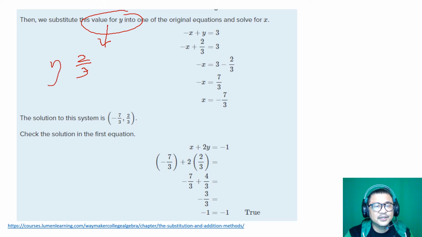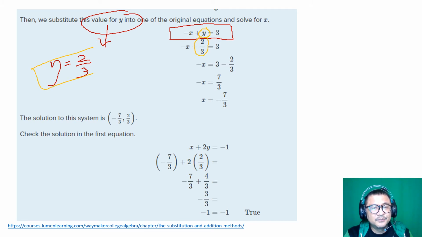2/3. Okay, so use one of the equations. One of the equations is negative x plus y equals 3. So let me now substitute. Instead of using y, I write 2/3. See that? Instead of using y, I use 2/3. Okay, where did I get that? From here. Okay, so x minus 2/3, how do I get rid of that?